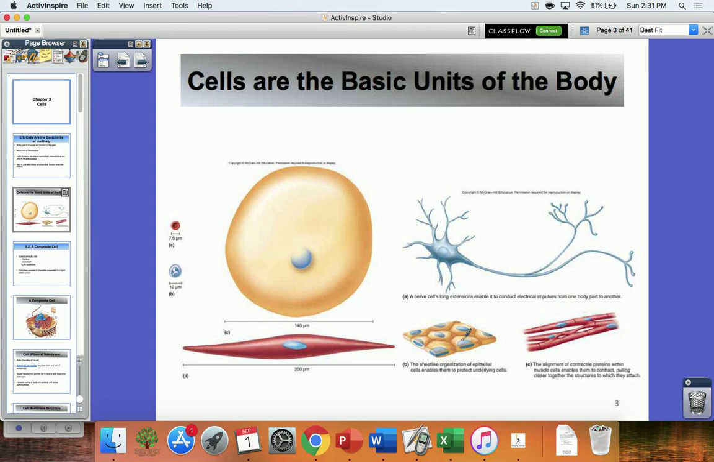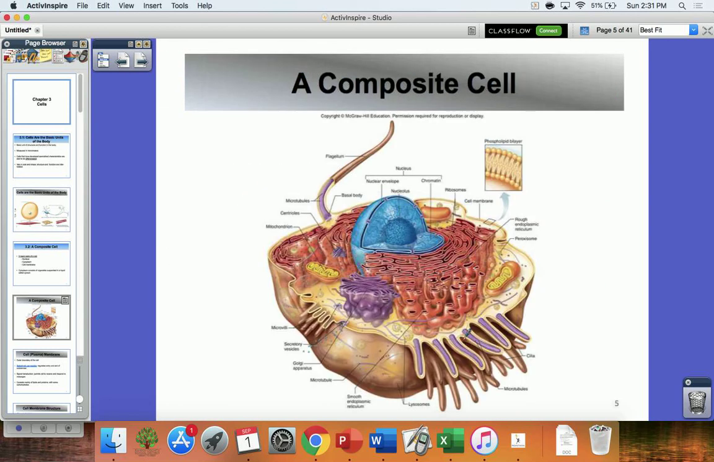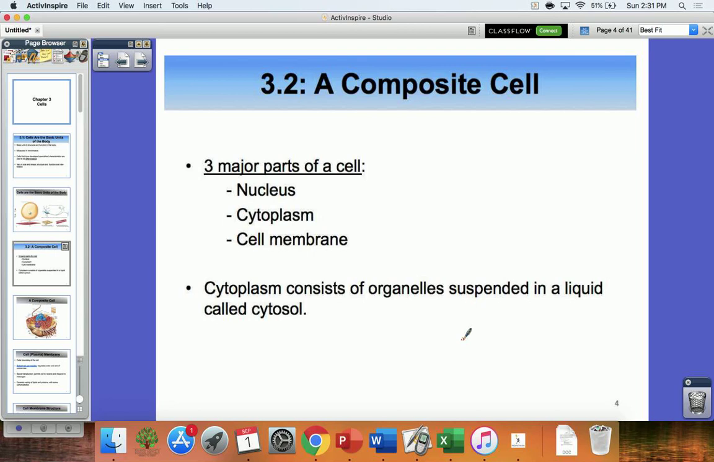So all cells are going to have a little bit of difference among them, but they will all have some of the basic things alike. For instance, all of them will have a nucleus, cytoplasm, and cell membrane. We'll go over all of the different organelles inside the cell, but generally speaking, we know that the nucleus is the control center of the cell. It's going to be where genetic information is held.